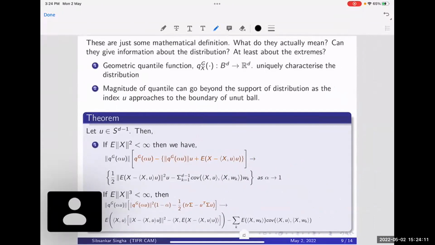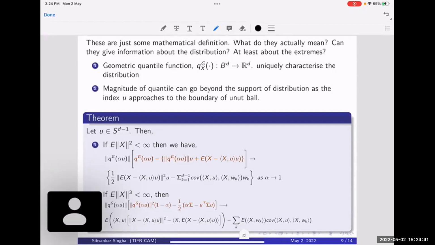Another thing is, from the univariate context, a quantile should order the data set. But here we see that the geometric quantile can go beyond the convex hull of the data, even if the distribution is compactly supported. In that case also, the quantile can go beyond the data. So there is no meaning of this, we don't know how to explain that. And this is some negative part of this quantile.